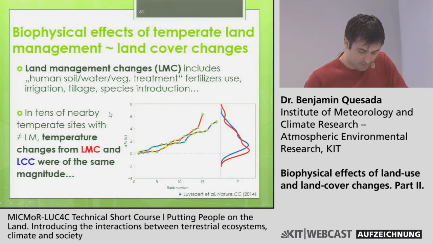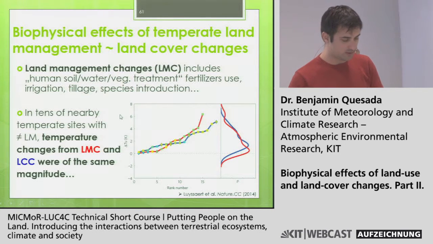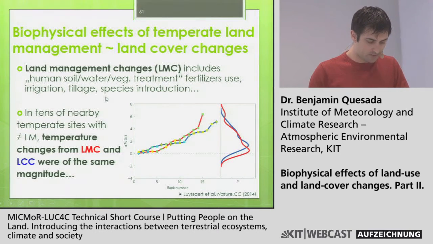And this is maybe a figure that Sebastian will describe in more detail this afternoon. That's a paper of his in Nature Climate Change in 2014, saying that basically the biophysical effects of temperate land management, that is defined as human soil, water, vegetation treatment, use of fertilizers, species introduction, etc., are as important as land cover changes. So in tens of nearby temperate sites with different land management, they found that in temperate regions you have land management changes and land cover changes that are of the same magnitude.